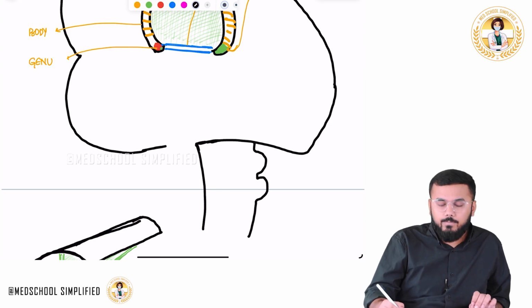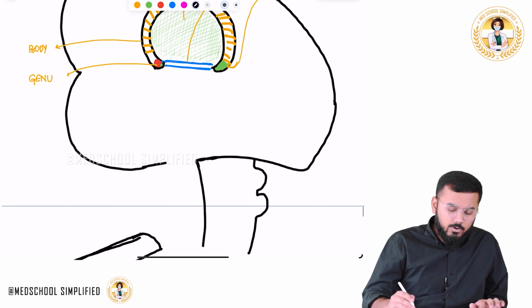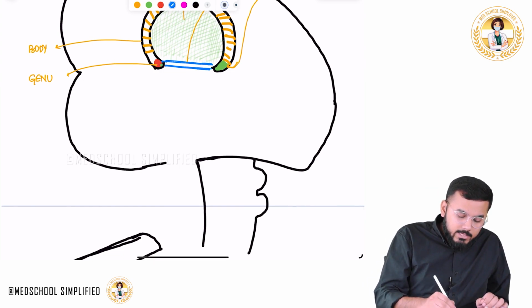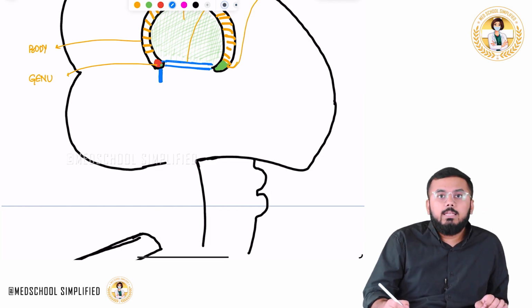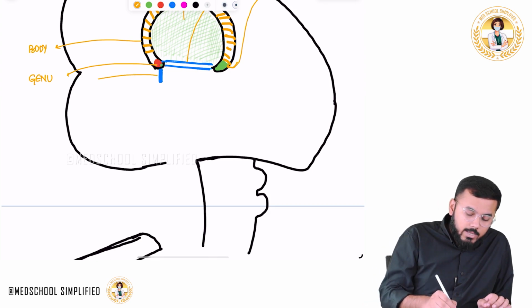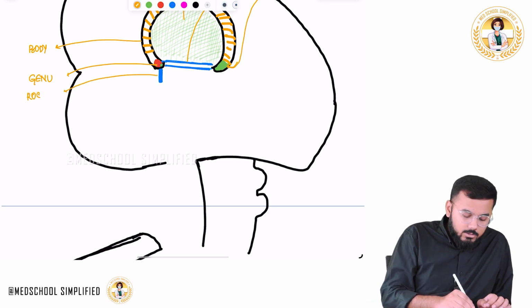This is your midbrain. We will complete the picture of the midbrain later on, but for now we shall discuss some more important structures. For example, just beneath the genu, there is a small structure. This structure which I have drawn over here is called the rostrum.